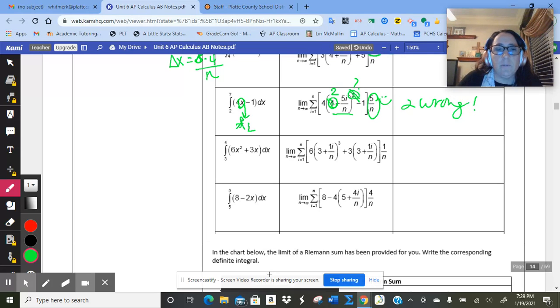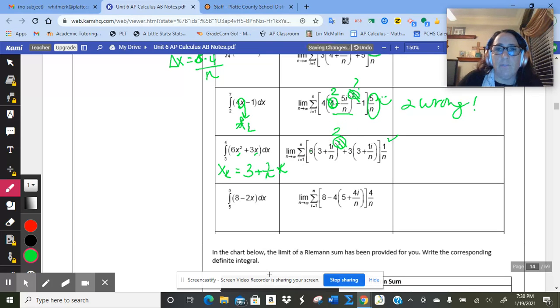Okay, let's look at this one. 4 minus 3 is 1 over n. My delta x is good. So here my x of k is, I start at 3, and then I'm going to do my 1 over n times my k, or i's in this case, and then I'm going to plug it into these two x's. So 6 times 3 plus 1 over n times the i, that's fine. And then, oh no, they cubed it and they should have squared it.